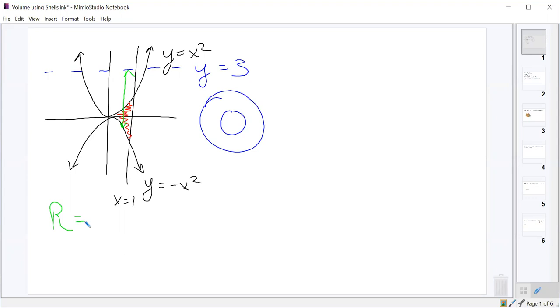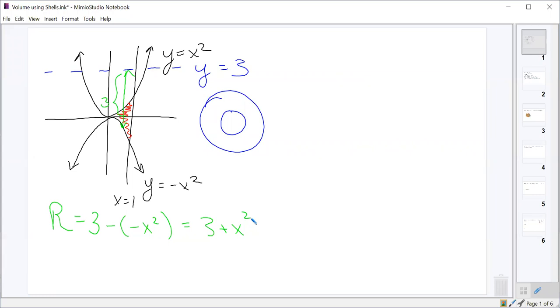What is that outer radius? What is the distance from the x-axis to y equals 3? 3. And then what about this little piece down here? This is negative x squared, but we're talking about a distance, and a distance is always going to be positive. So it's like subtracting a negative x squared, but it might be easier to write it as 3 plus x squared.